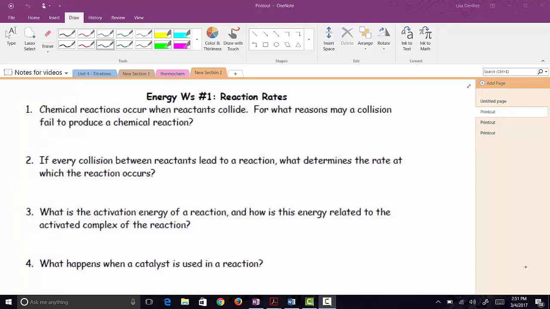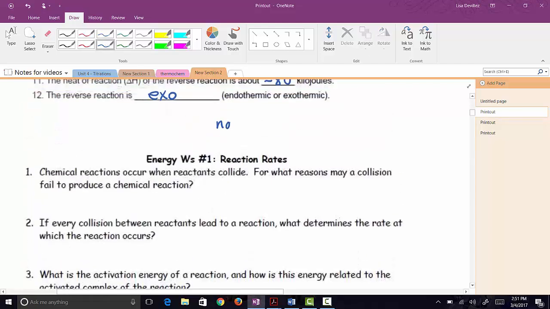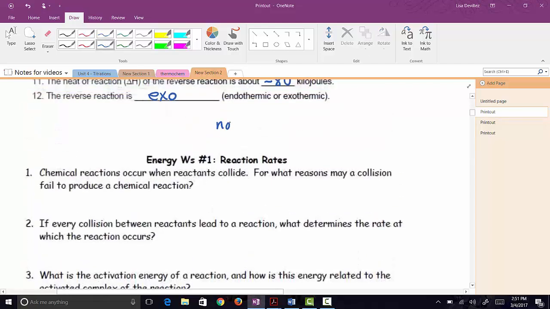Okay, so we're going to use these questions to go further into our introduction of reaction rates. Chemical reactions occur when reactants collide. For what reasons may a collision fail to produce a chemical reaction? Remember, if it has not enough energy, or also if it has the incorrect orientation.